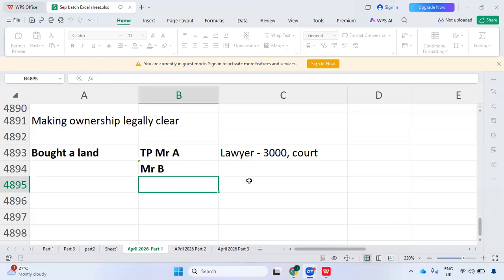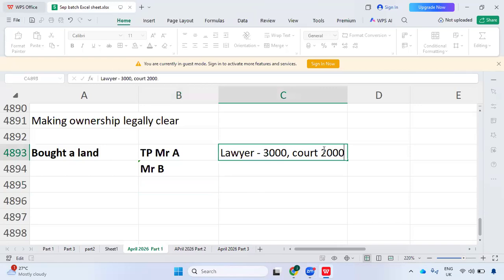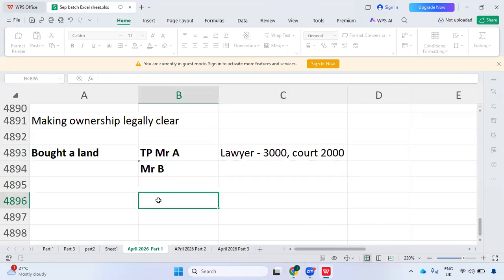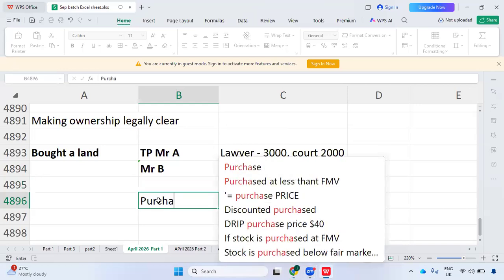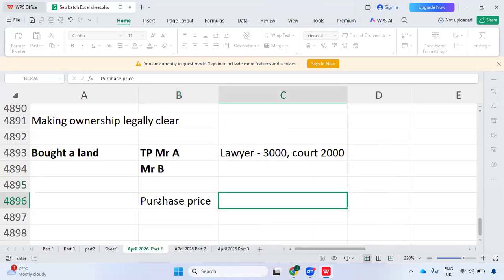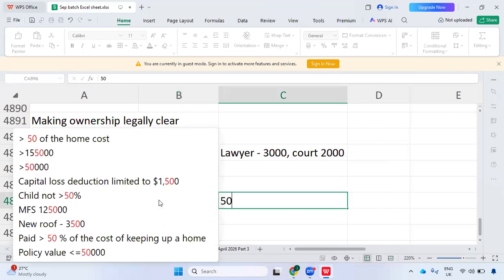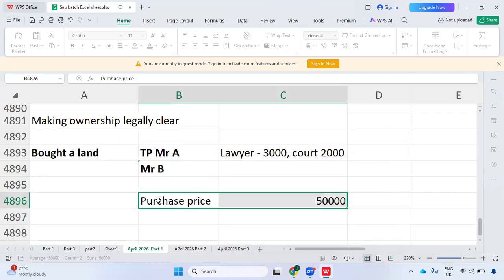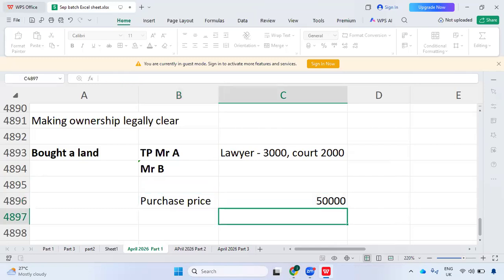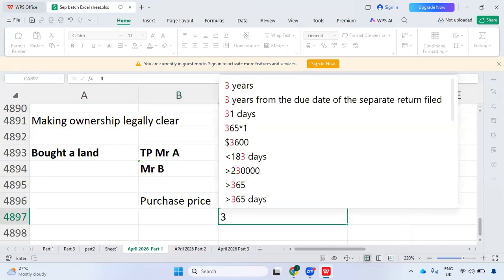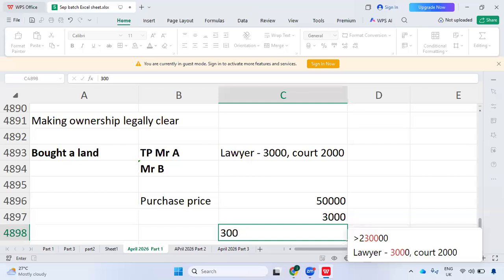Yeah. So let's say for court fees, the taxpayer has paid around $2,000. Now the basis is the original purchase price of the land, around $50,000. Now tell me, what is the basis in this case? So it will be $55,000. So $3,000 for the lawyer we will add, and $2,000 for court we will add.